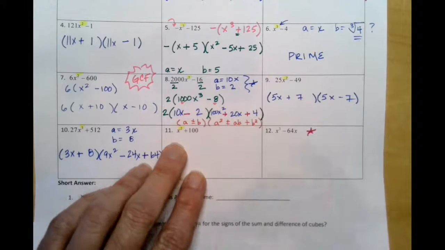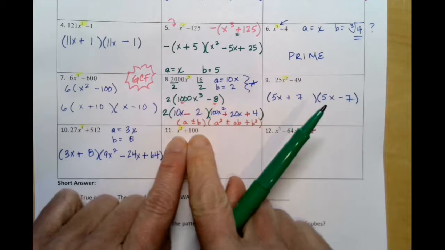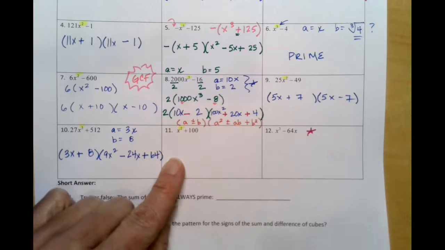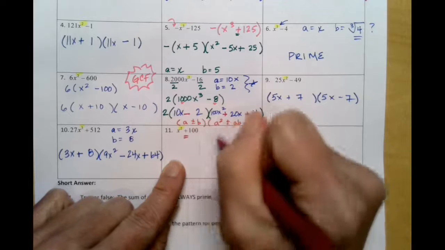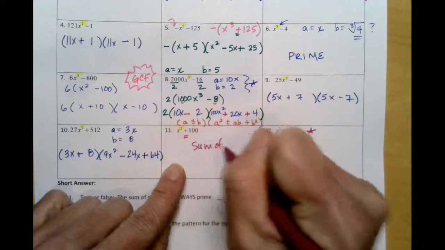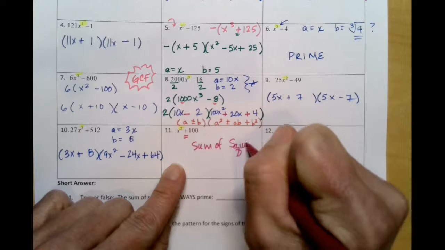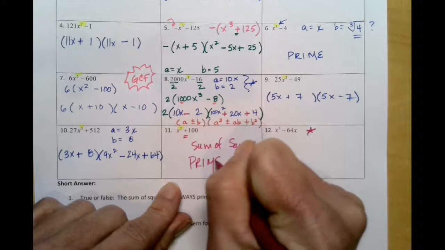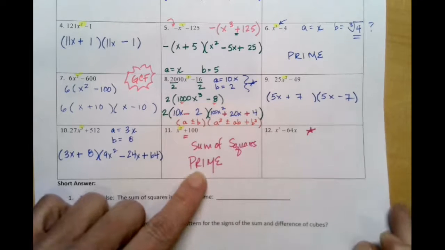All right, so I have a square, and it's a binomial, so I'm thinking about the difference of two squares, but guess what? I'm checking out this plus sign, and I know the sum of squares. Guess what? We know what's true about that. It's always prime. So that is something I cannot factor.